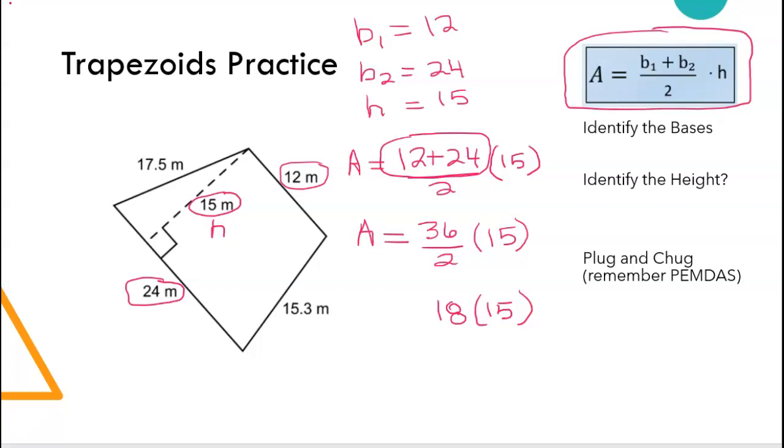Let's get that in our calculator. Let's see. 18 times 15. I'm going to have to do that. I don't know what it is. 18 times 15 should be 270. So the total area is 270 meters squared. Remember, whenever we have area, our units are always squared.